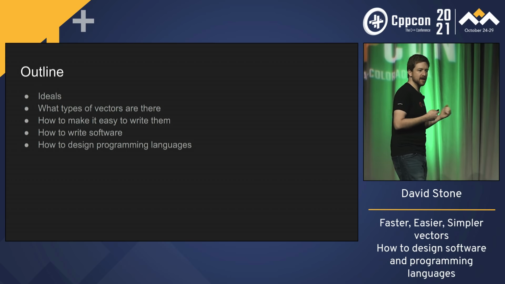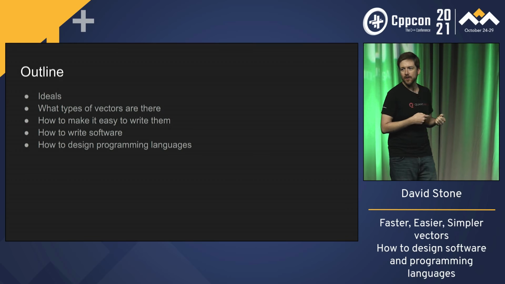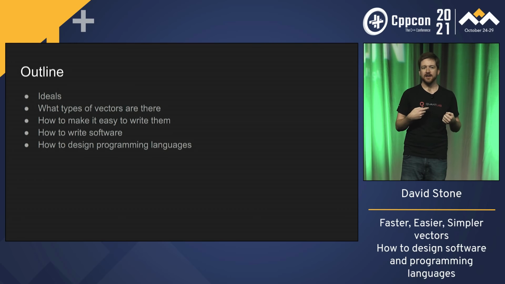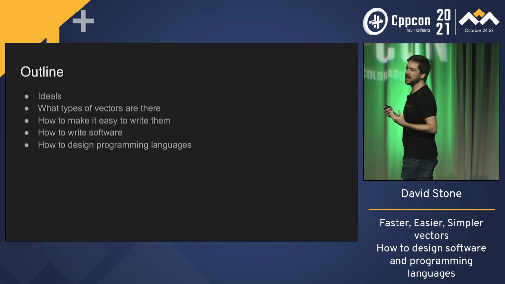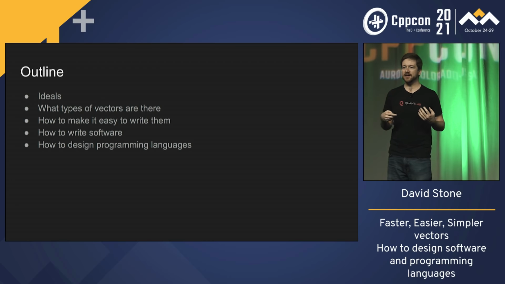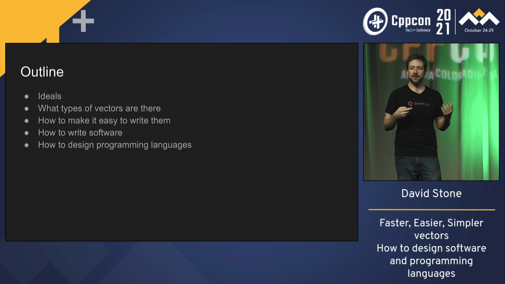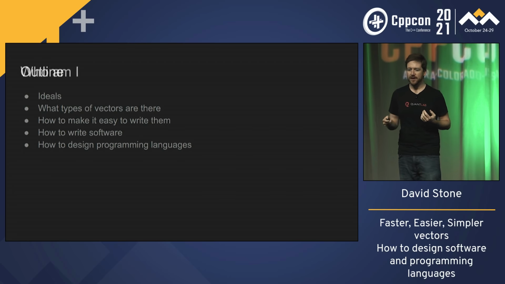And then from there, how to design programming languages. What can we take to empower our users to let them do the things that they need to do to write efficient, understandable, maintainable software?